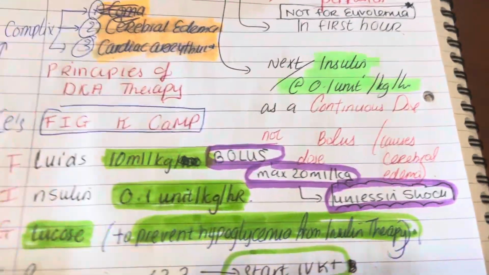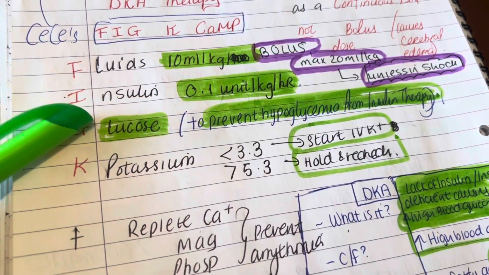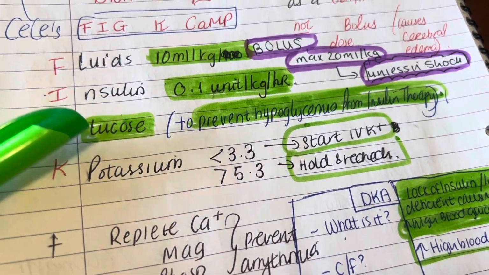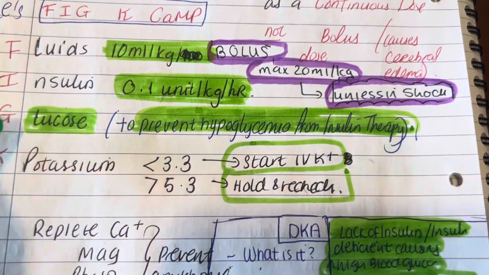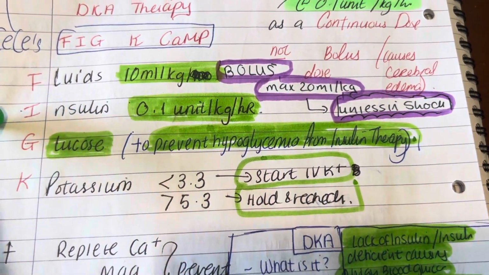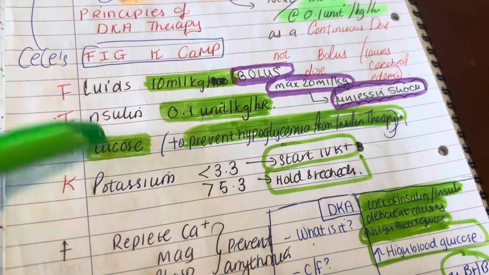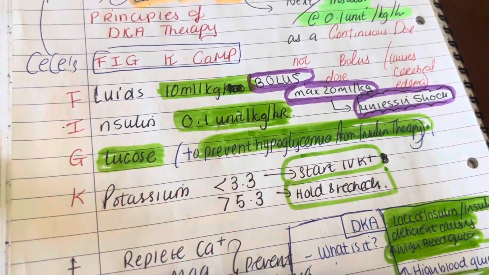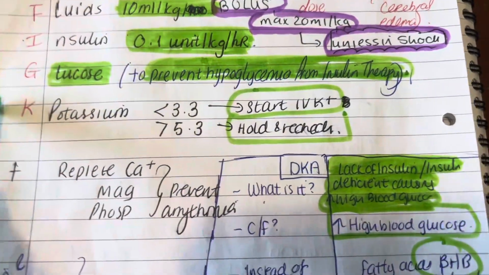Second one is insulin. We want to give insulin at a dose of 0.1 units per kilogram per hour, okay? 0.1 units of insulin per kilogram per hour. The next thing is we will give glucose. Why? Because as you've given the insulin initially, you have to give glucose to renormalize the blood glucose, because the insulin is going to cause what? Hypoglycemia, okay? Then we give potassium.